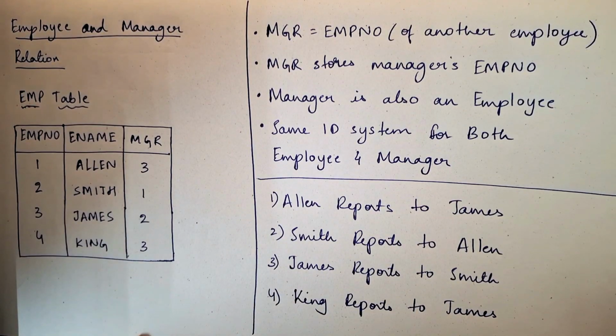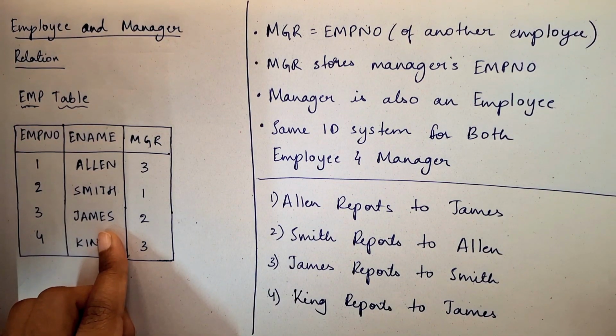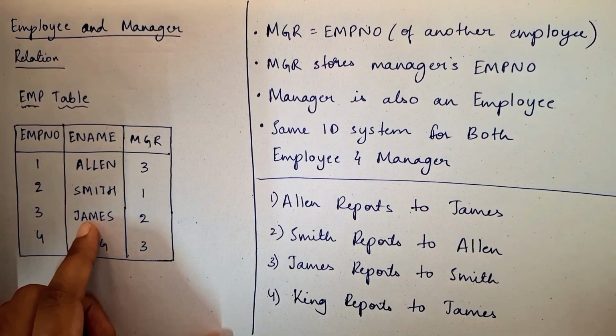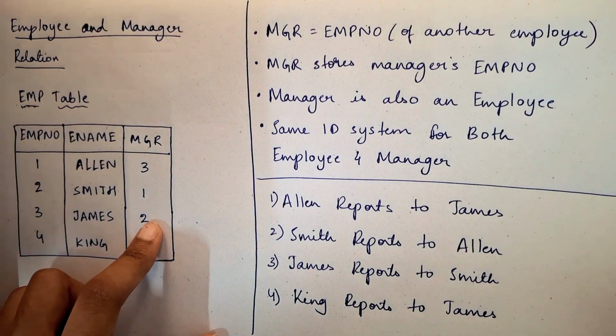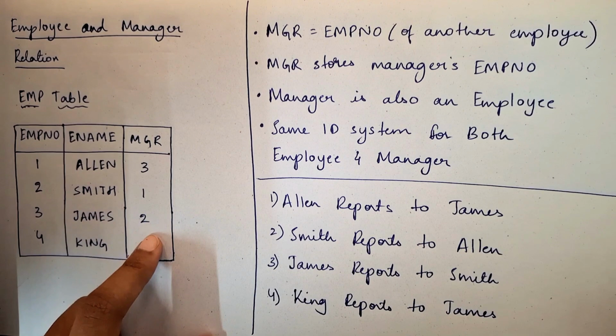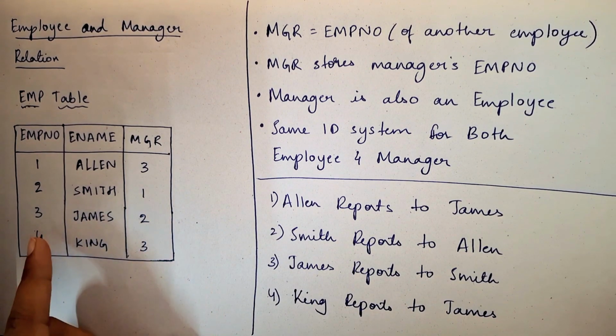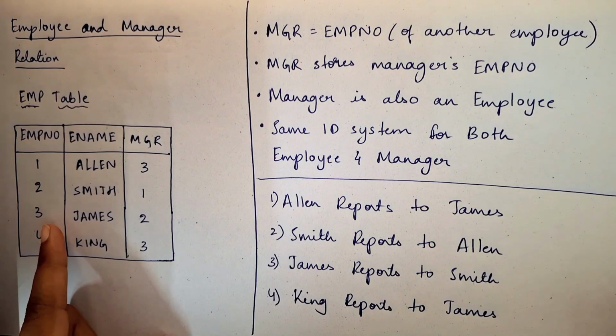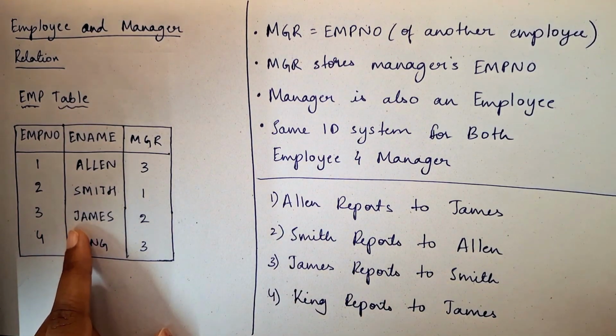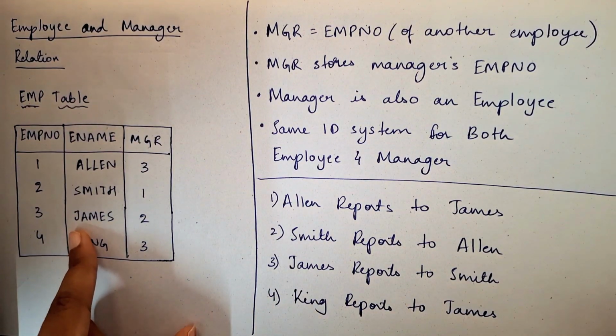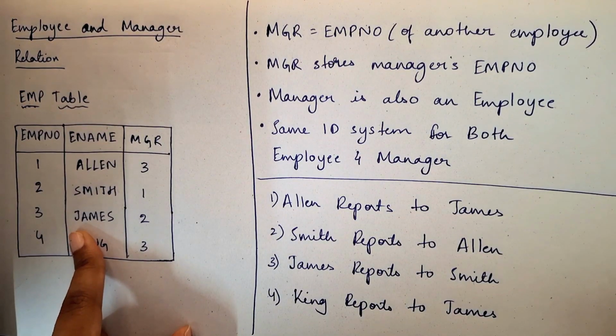Before we move ahead, let's do a quick recap of what we learned in the previous video. We worked with the employee-manager relationship where we have an EMP table, the same EMP table which contains employee number, employee name and MGR. The important point is that the MGR column stores the employee number of another employee, which means it is a self-referencing column. Using this concept, we learned how to find the manager or reporting manager of an employee, and the key idea here was in the subquery we selected MGR to identify the manager.